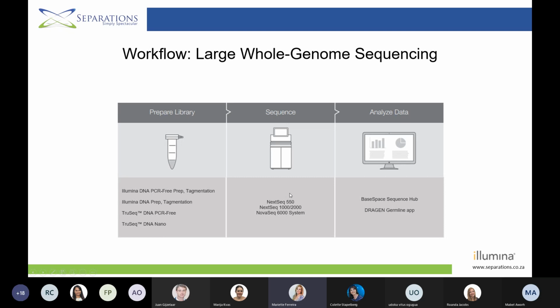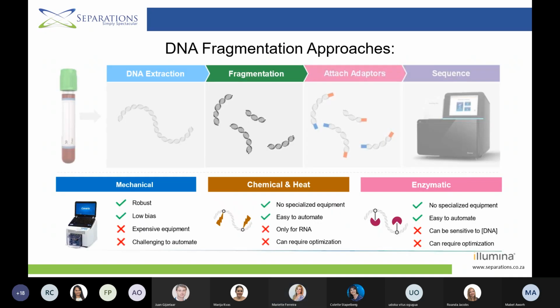Then we have to choose a sequencer. For whole genome sequencing, you can technically do one whole genome sequence at 30 times coverage on a NextSeq 550. That would not be very cost effective. So therefore, we would recommend that you do it on something like a NovaSeq 6000 system. And after that, you would go through the analysis pipelines, which there are many pipelines available on BaseSpace Sequence Hub, such as the DRAGEN germline application.